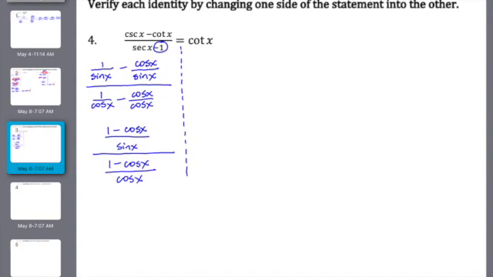You're probably running out of room down here, so let's continue this problem over here. Again, we're trying to get this to be equal to cotangent x. From this step, we're going to do keep switch flip. So I'm going to say 1 minus cosine x over sine x times the reciprocal of my denominator, which would be cosine x over 1 minus cosine x.